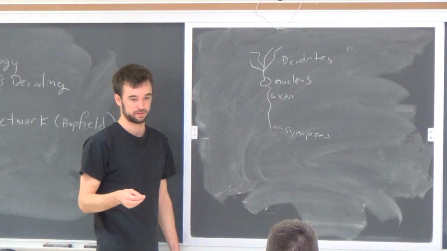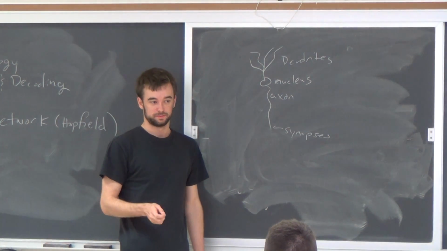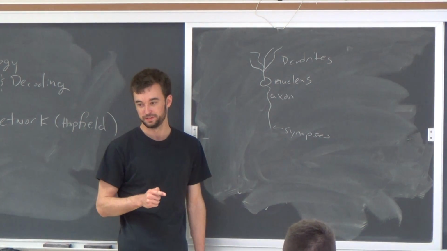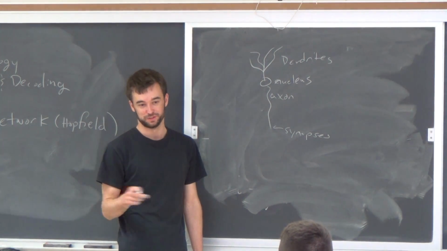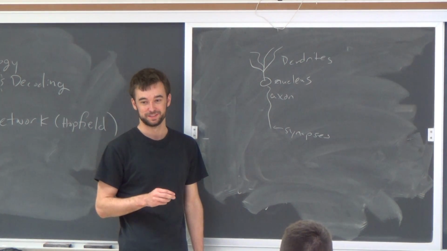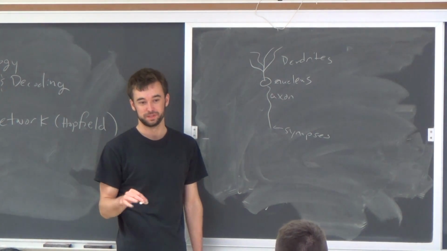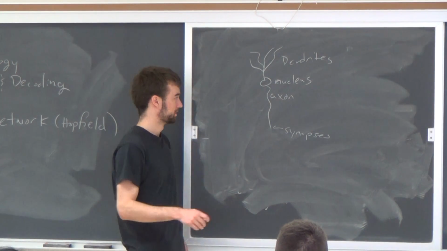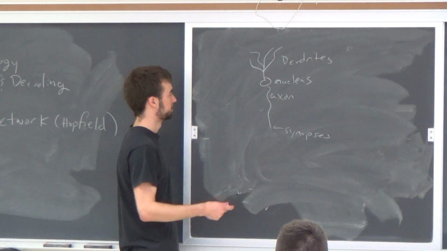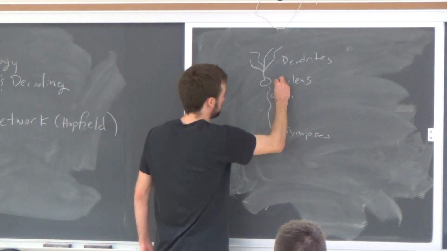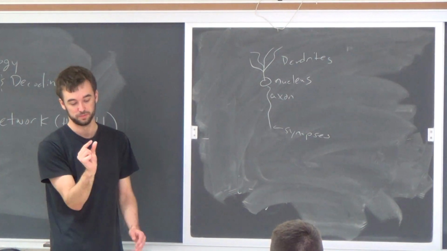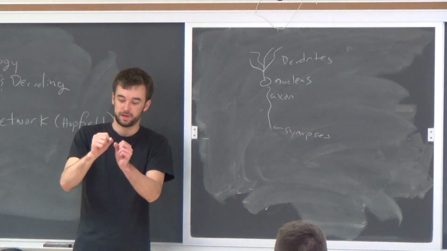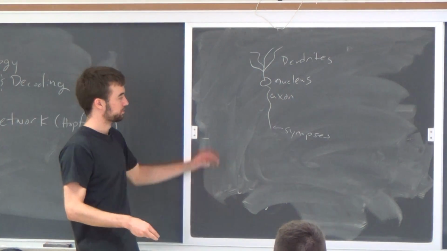So does anyone know roughly how many neurons there are in the brain? Anybody? It's about 10 billion, something of that order. Close to 100. And within a square or cubic millimeter, you have about a kilometer worth of wiring.